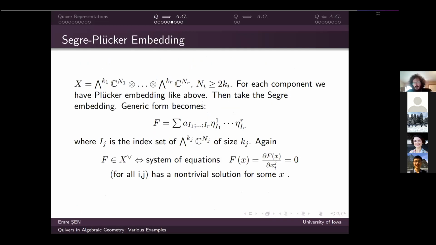And the last thing, we can cook up things, right? We can consider embeddings of Grassmannians, products of Grassmannians, into the space. Here, this notation is just an abuse of notation. And then I can embed this X, which is just the tensor product of these exterior representations. We can put them into the ambient projective space. And one can consider the local coordinates there, right? And one can consider this generic form.